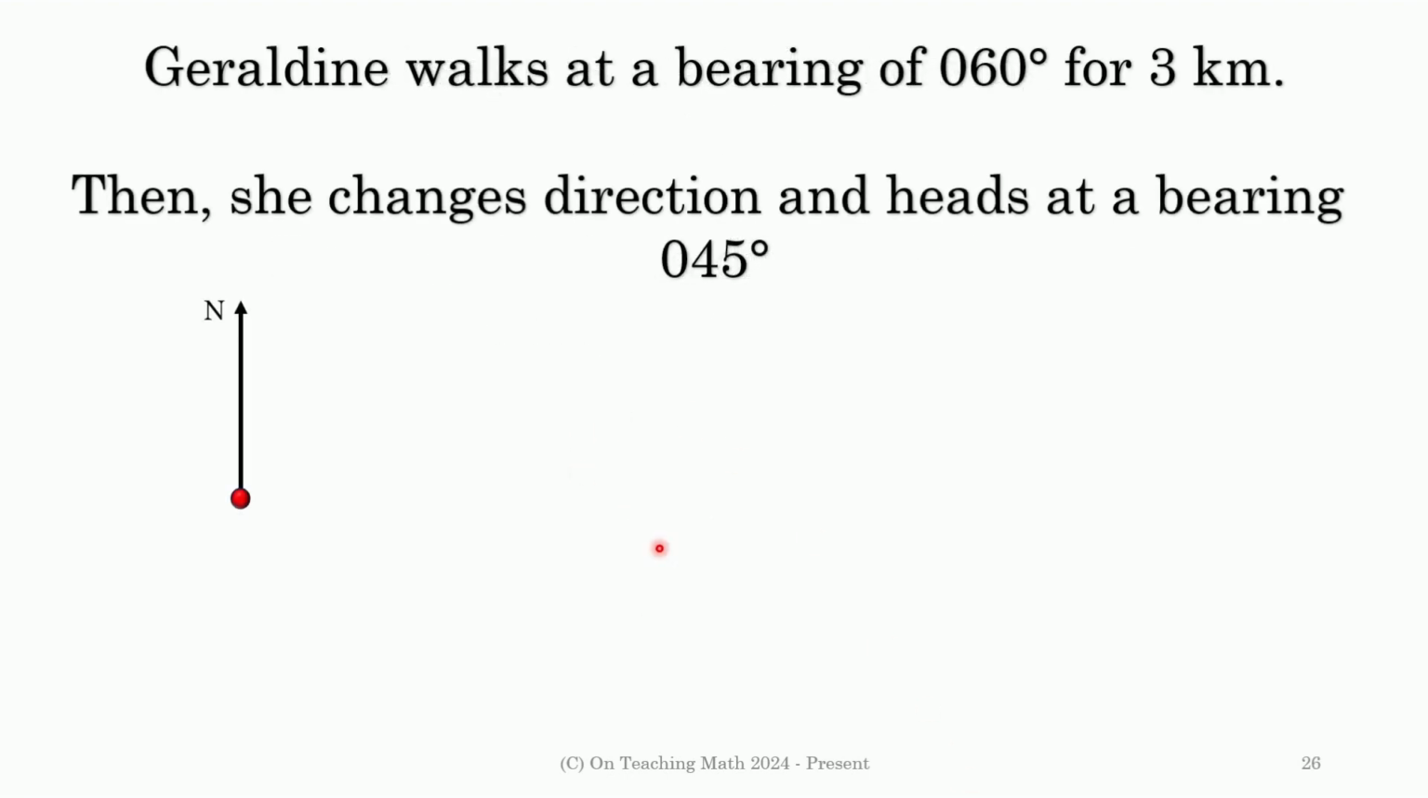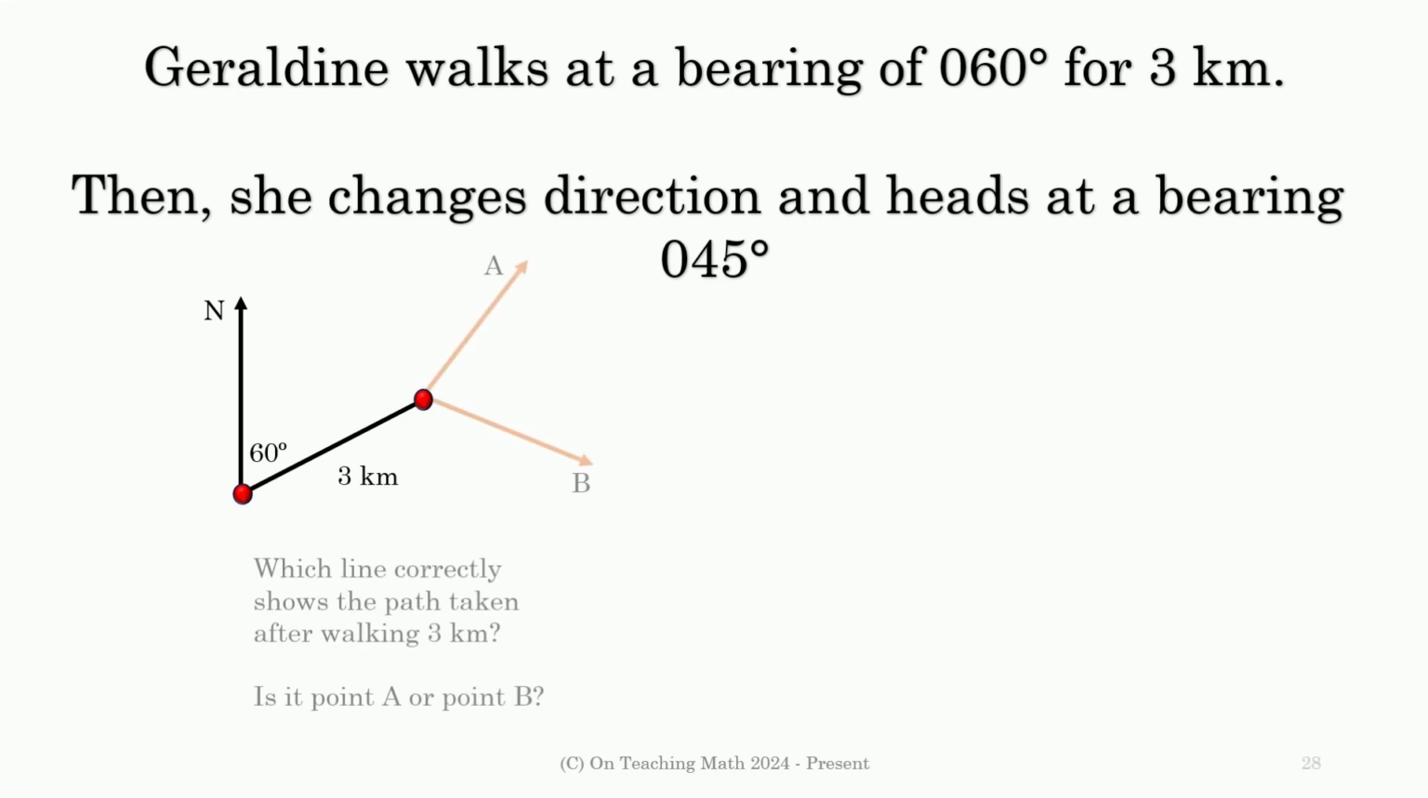What about one that's a little bit trickier? So Geraldine here, she's going at a bearing of 60 degrees for 3 kilometers, and then she's going to change direction and head at a bearing of 45 degrees. What's that going to look like? Well, just like before, start with a point and north. Then you measure to the right 60 degrees, and since she traveled 3 kilometers, we're going to put another point at the end of the 3 kilometers and label 3 kilometers. So she changes direction. Heads now at a bearing of 45 degrees.